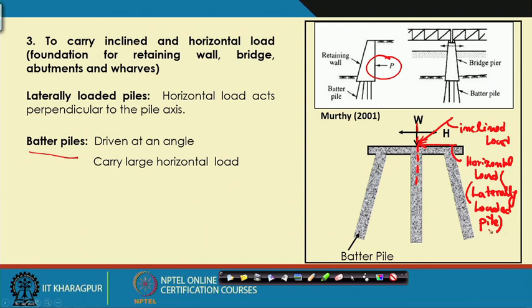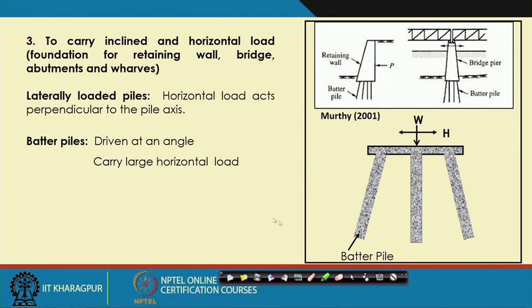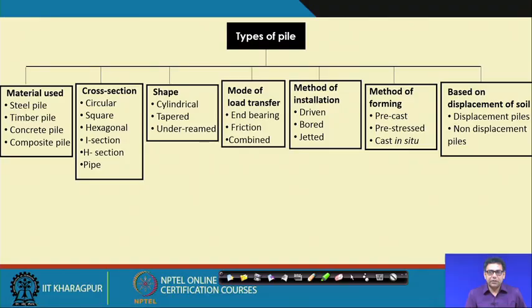Okay. Another way is this pile can also be inclined. So, these are the different types of piles. So, these are the types of pile I was talking about. So, based on the material used, a pile can be a steel pile, timber pile, concrete pile or composite pile. That means steel and concrete both. Okay. I will discuss all these classifications one by one later on.